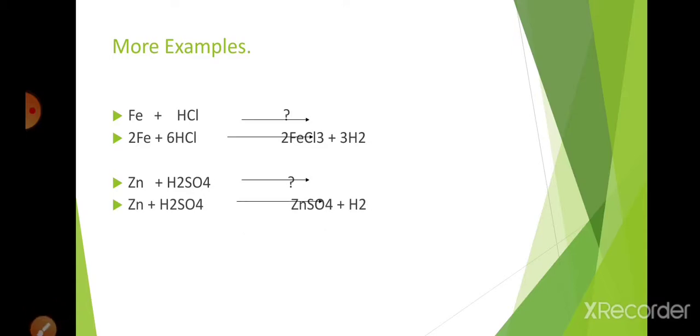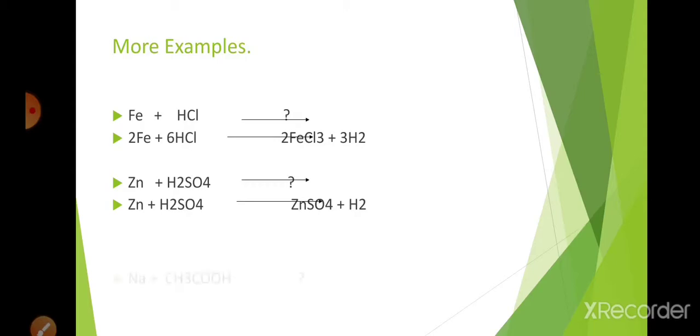ZnSO4 plus H2. The arrow coincides because it has been done on the computer, so it's not formatted for mobile, so please watch on the computer. Here ZnSO4 plus H2 is the product. So write down another example, the second example.